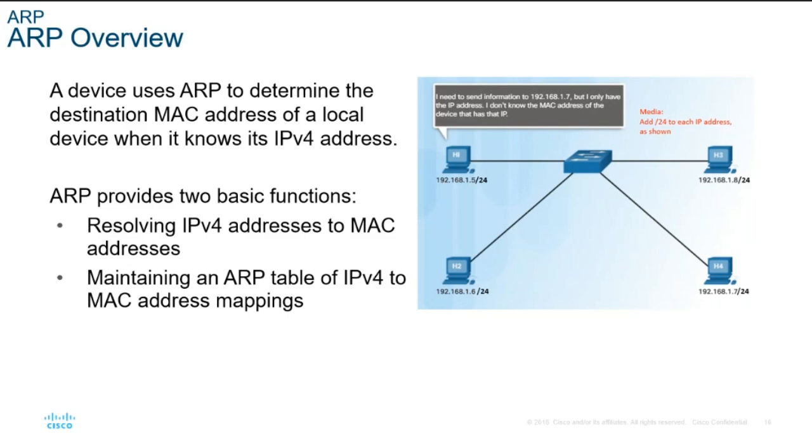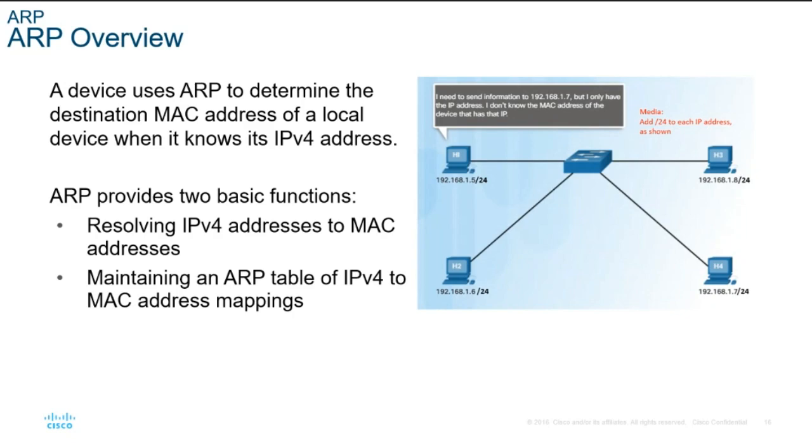Ito yung dito sa ating illustrations. Ito yung problem when sending a frame to another host on the same segment on an IPv4 network. Okay, I need to send information to 192.168.1.7, ito yung sa H4. But I only have the IP address. So I don't know the MAC address of the device that has that IP.